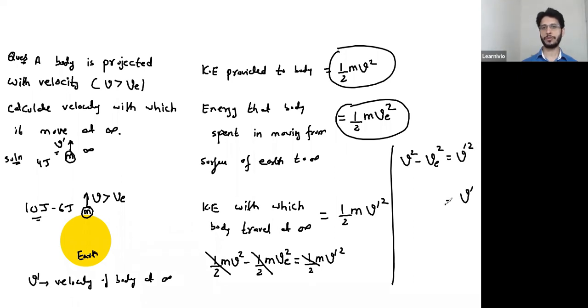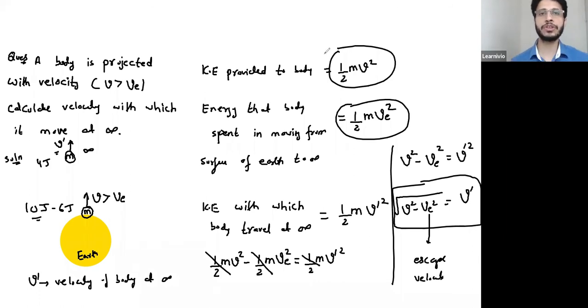So v prime comes out to be root over v square minus v e square, where v e is escape velocity. This is the velocity with which the body travels at infinity. We provide this total energy; out of this total energy, this much is spent by the body in moving from the surface of Earth to infinity, and this much is left.